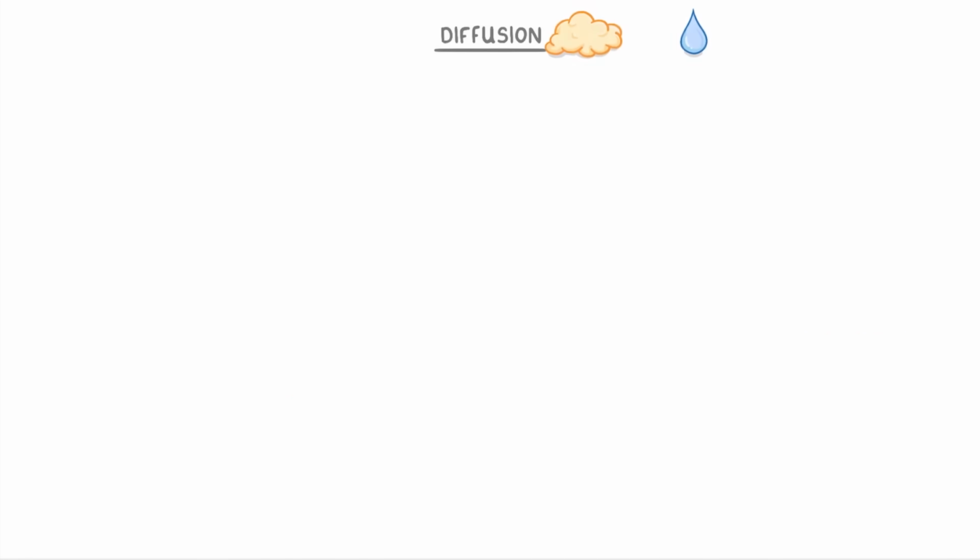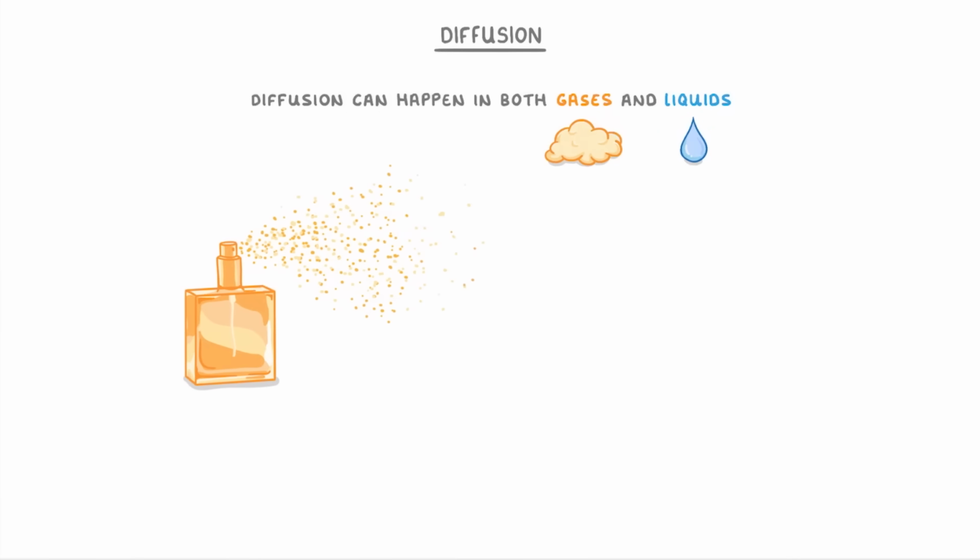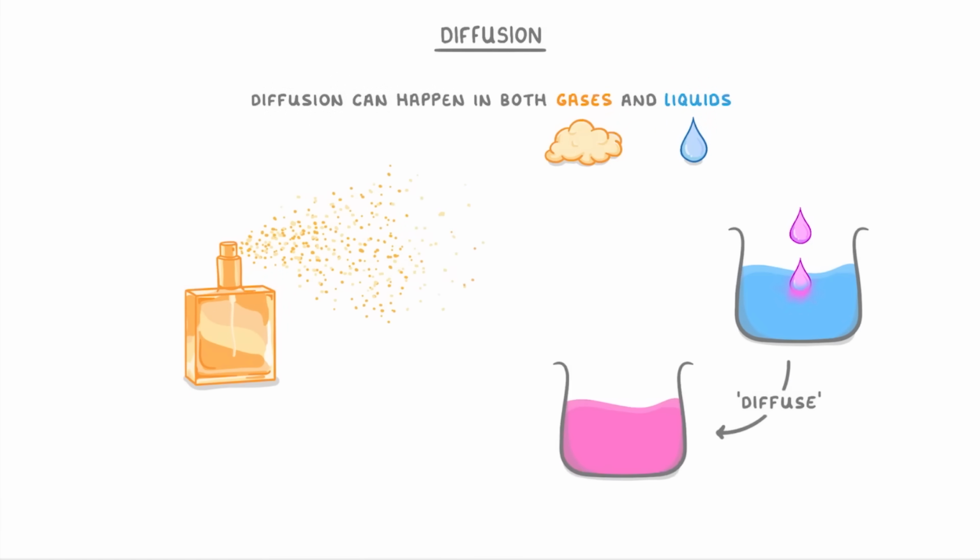It's also important to know that diffusion can happen in both gases and liquids. For example, if you spray perfume, it quickly diffuses across the whole room so that you can smell it everywhere. Or if you put some food colouring in a beaker of water, it will diffuse through the water until the whole glass is the same colour.